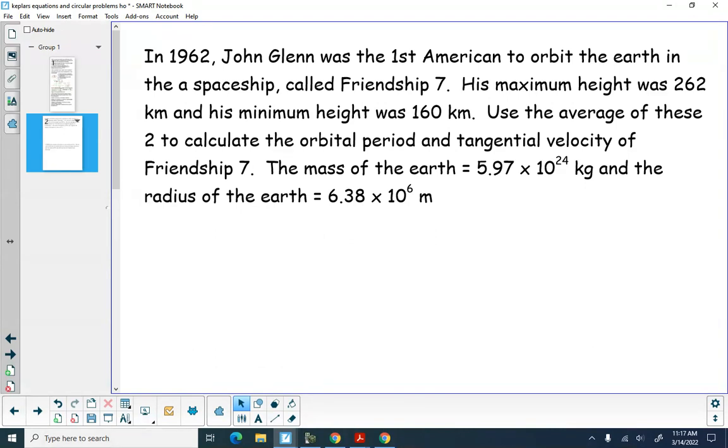In 1962, John Glenn was the first astronaut to orbit the Earth in a spaceship called the Friendship 7. His maximum height was 262 kilometers. His minimum height was 160 kilometers. Use the average of these two to calculate the orbital period and the tangential velocity of Friendship 7.